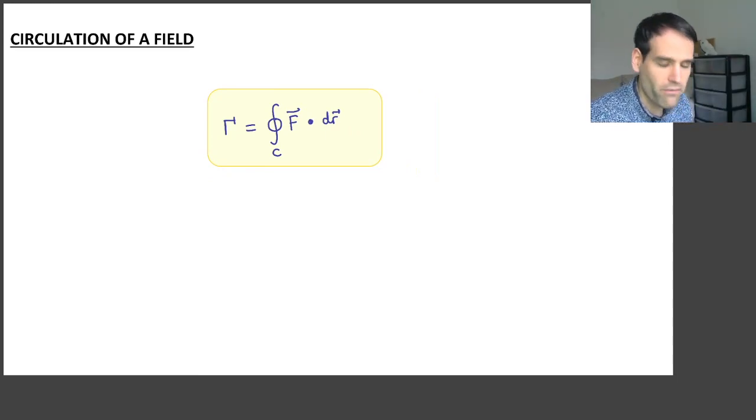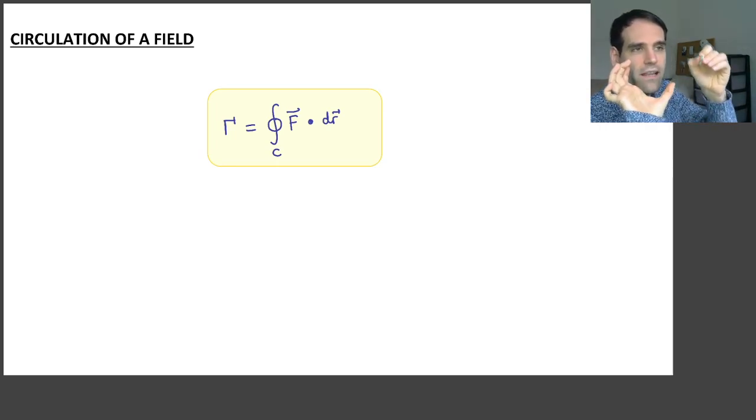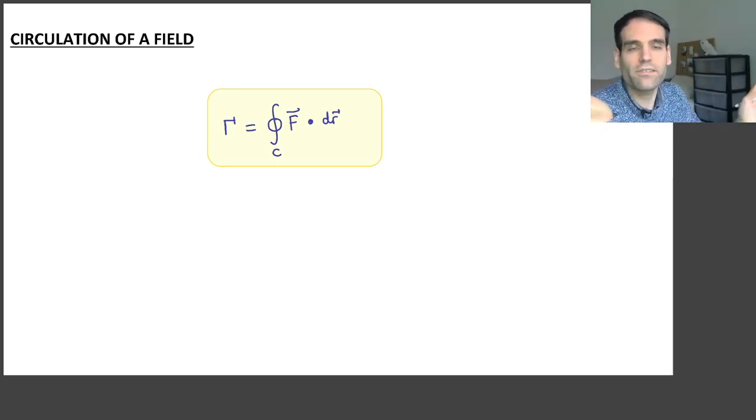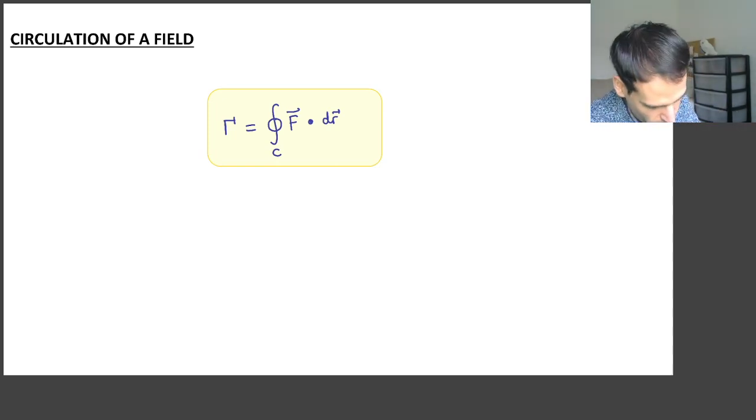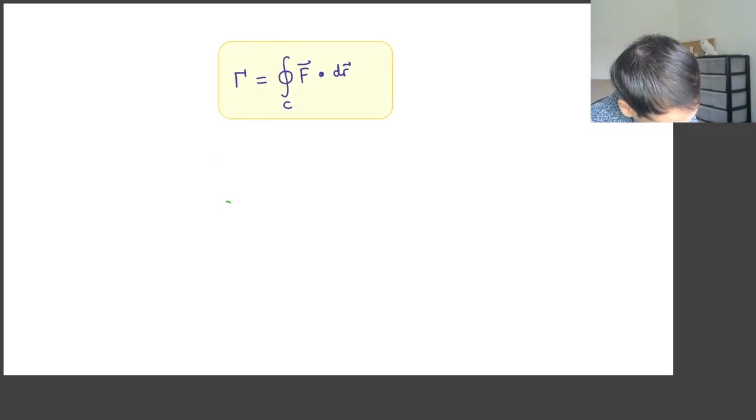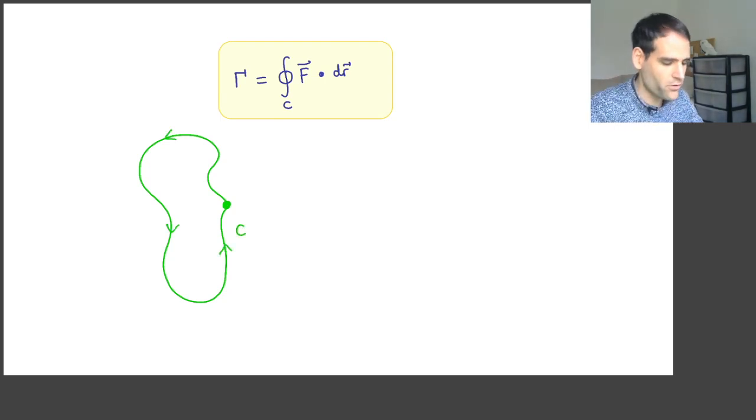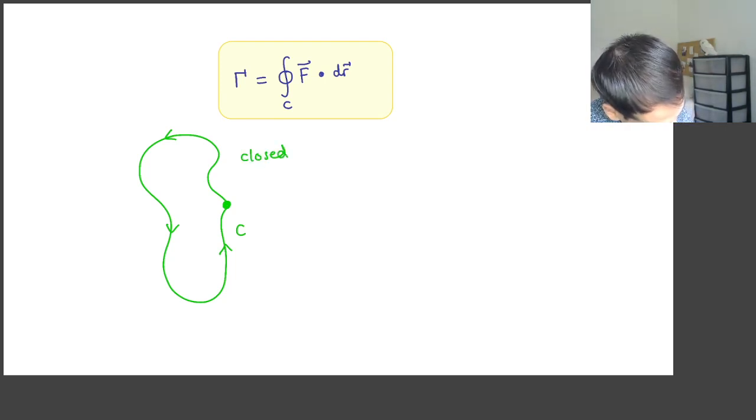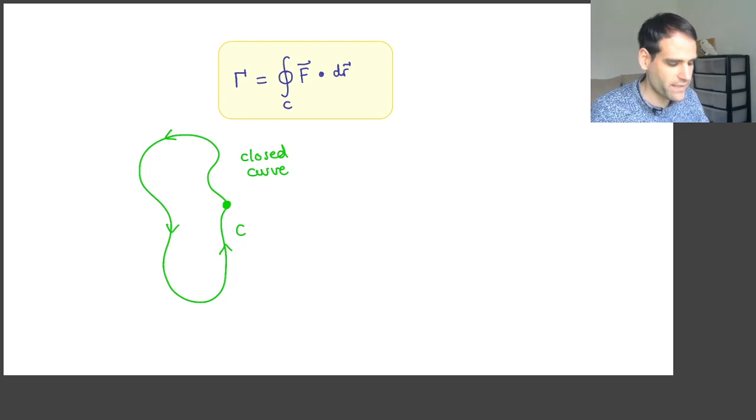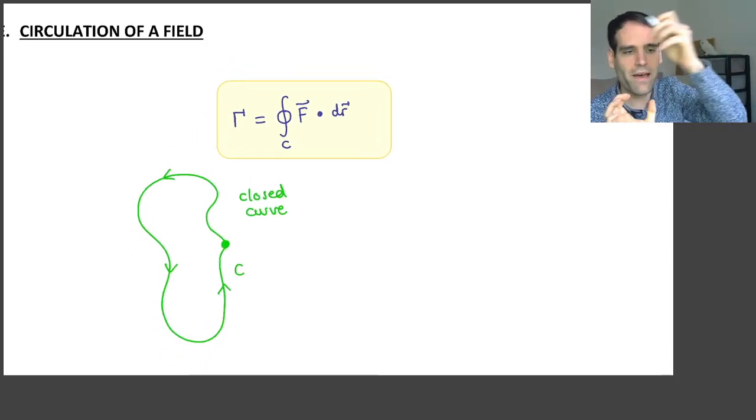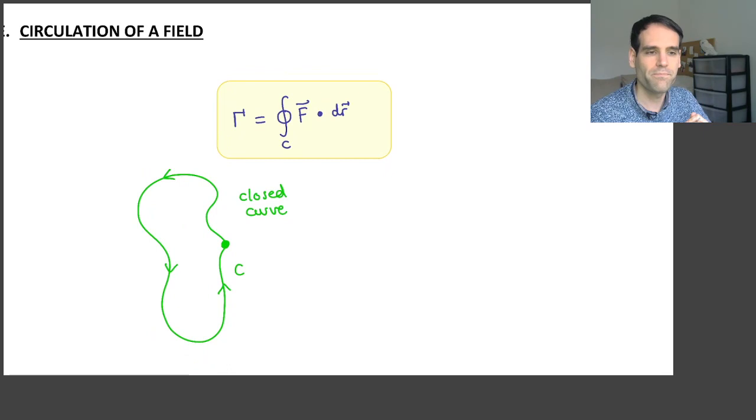So actually many of our previous examples that I solved, where we did the integral along a circle, that was a circulation. Whenever the path is closed, so what do I mean by a closed path? Your starting point is equal to your ending point. So this is a closed path, and therefore if you calculate the integral of F dot dr along this closed curve, this is called the circulation of the field.